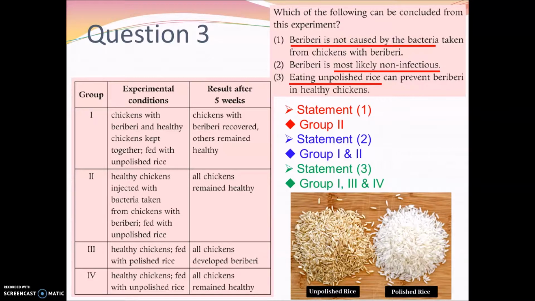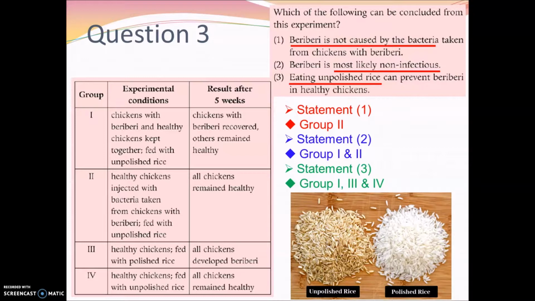And then for statement 3, eating unpolished rice can prevent beriberi in healthy chicken. So you can take a look at groups 1, 3, and 4. That's how you can know how important unpolished rice is to the chicken.